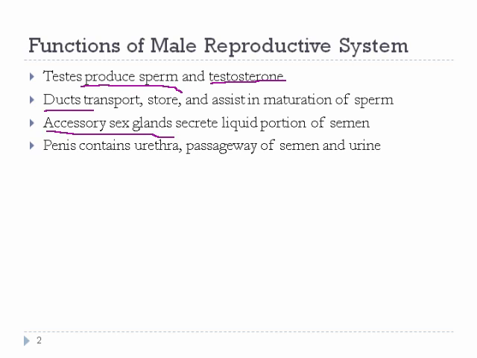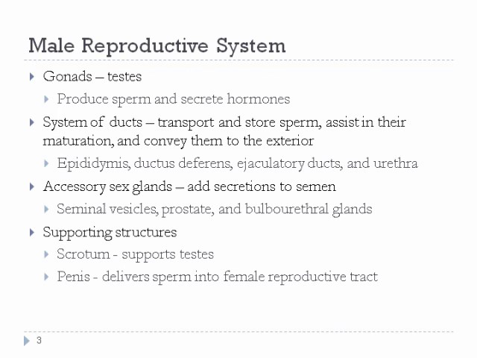There are some accessory sex glands that create the liquid portion of semen, the part that is everything other than sperm. And then the penis contains the urethra. It is the passageway of semen and urine, and it's the male copulatory organ. It's what delivers the sperm into the female reproductive tract. And so we're going to go through these 4 segments of the male reproductive system.